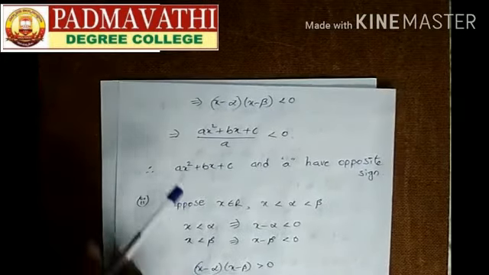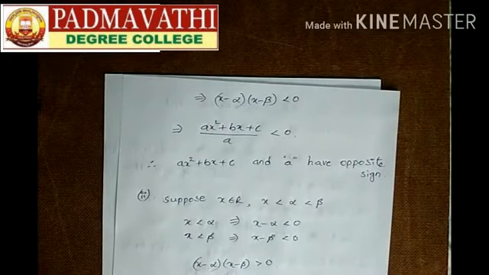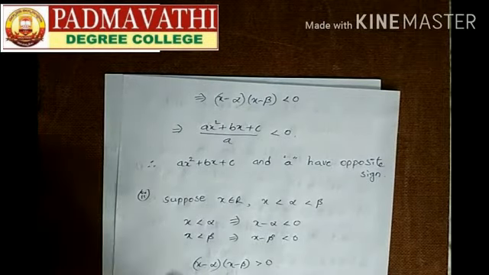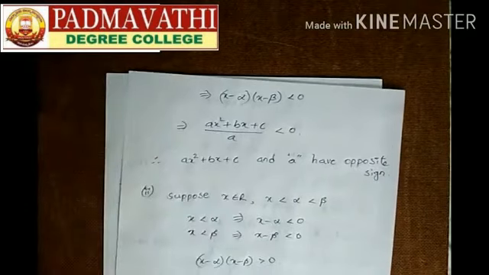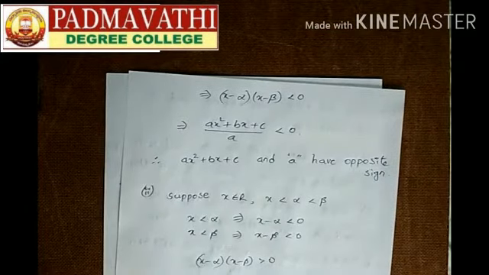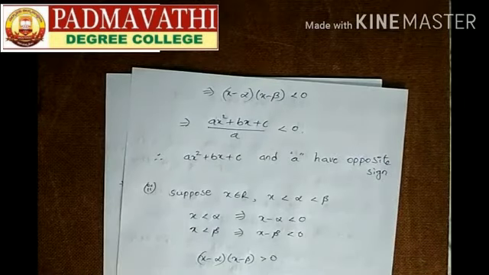Less than 0 means here we can consider the numerator and denominator. The numerator and denominator are of opposite sign, meaning either the numerator is positive and the denominator negative, or the numerator negative and the denominator positive. In these two cases, the total expression value will definitely become less than 0. So by using that logic we can write that ax square plus bx plus c and a have opposite sign. If the numerator is positive, then the denominator will definitely be negative. Otherwise, if the numerator is negative, then the denominator will be positive. So ax square plus bx plus c and a have opposite sign.